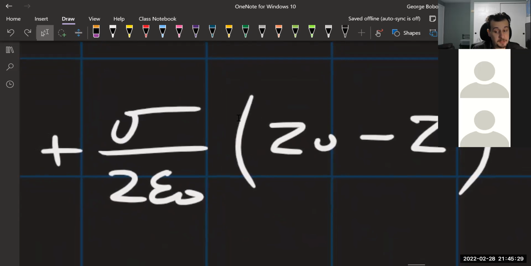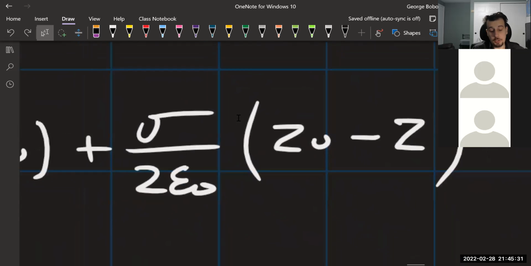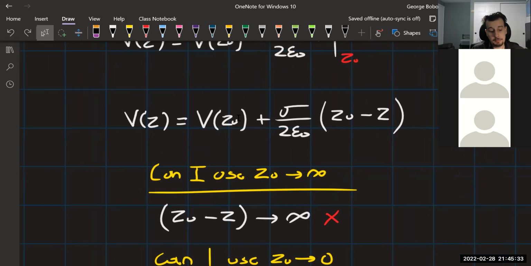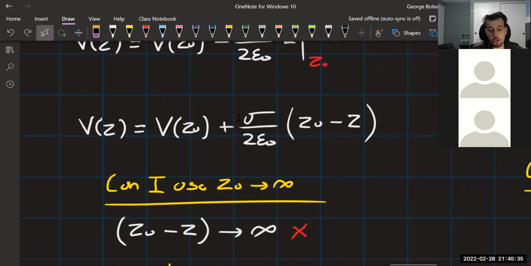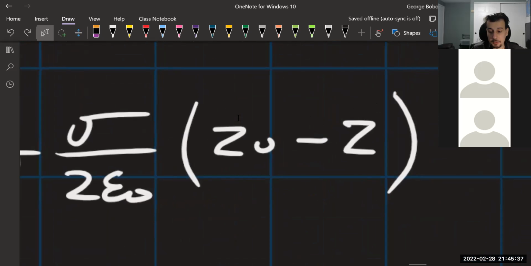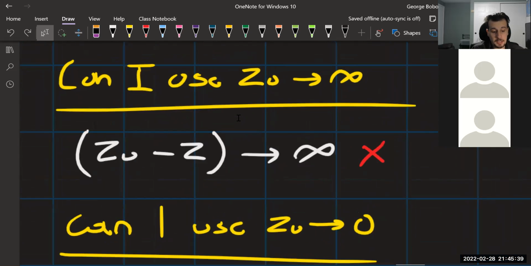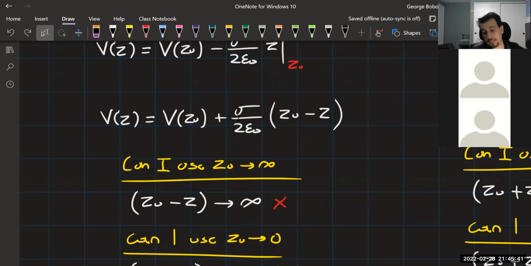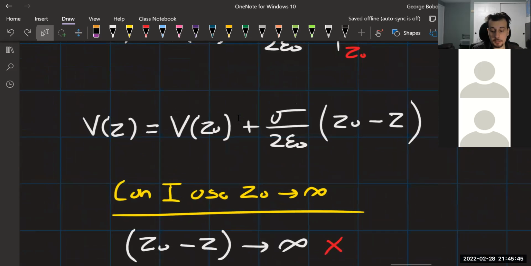So if the answer is you get infinity, nope, can't use infinity. Sad. So can I use infinity here? No, because that's going to break this. That's going to diverge to infinity again. Sad, but true. So all you can do is leave it like this, and you can make V of z naught equal to 0. That's the only simplification here, and I told you why with the relative height example.